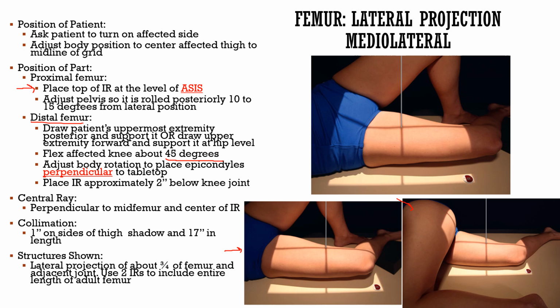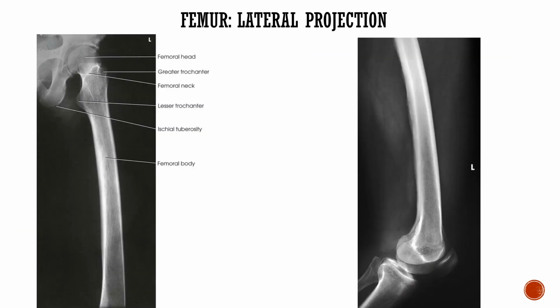We're going to be perpendicular to the mid-femur and it's centered to the image receptor. We're going to have 1 inch of collimation on the thigh shadow and 17 inches in length. We want the lateral projection for about 3/4 femur and the adjacent joint, and we'll use 2 image receptors to include the entire length of the adult femur. And here are the two images that we can see. We've got the lateral projections of the proximal and the distal femur.